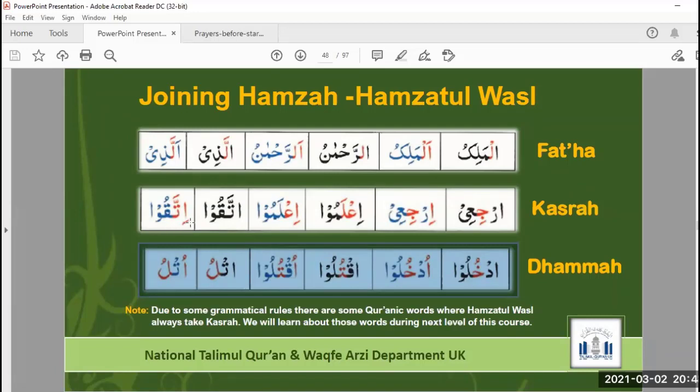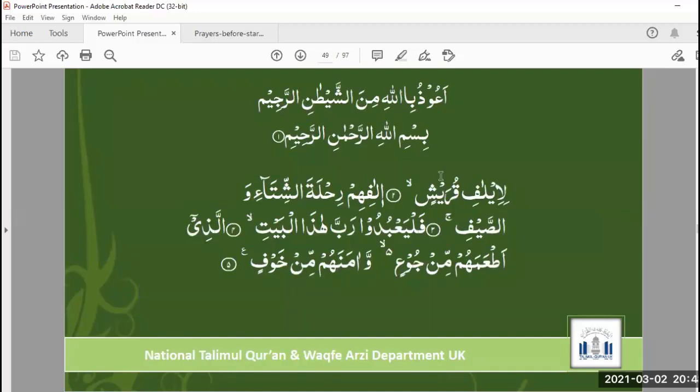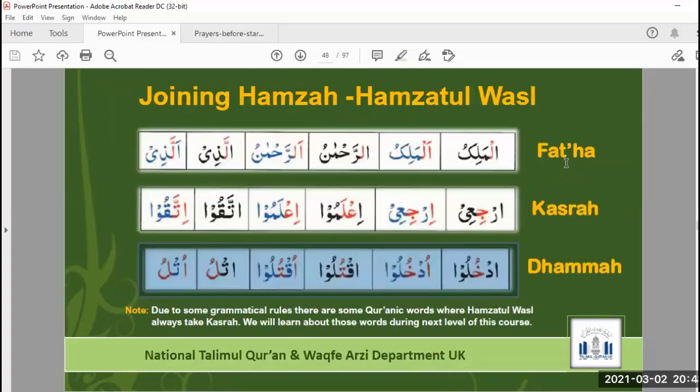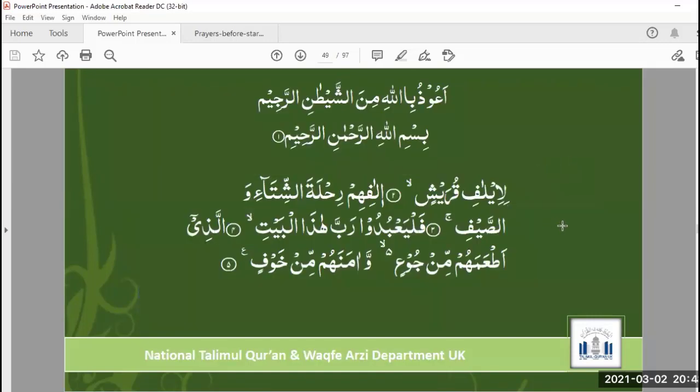Is that because the ta is mutaharrik and it has got a fatha? Is that correct? Yes. Is it clear now or not? Now we will see a live example here. So please come forward and look.